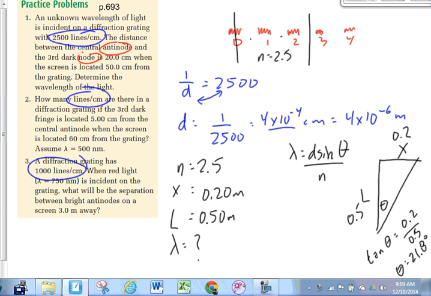So we got that angle. Now the question is not so bad. d, 4 times 10 to the minus 6 times sine 21.8 divided by 2.5.